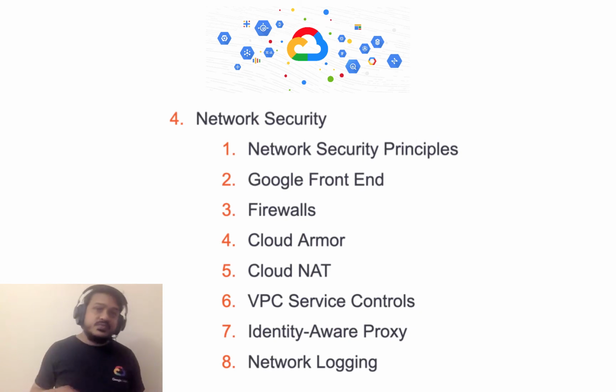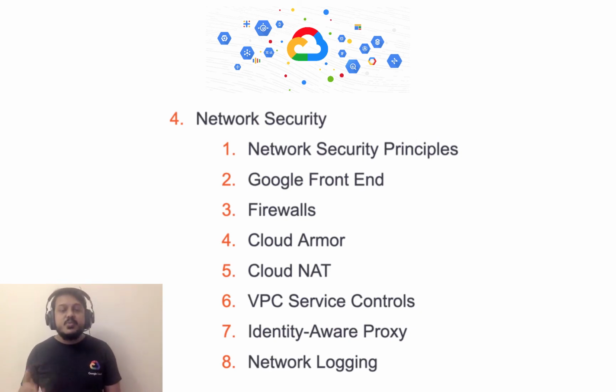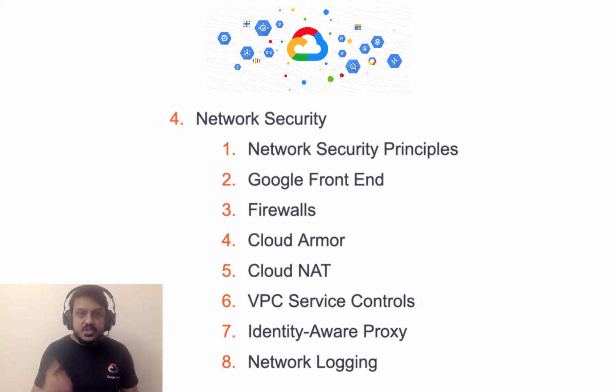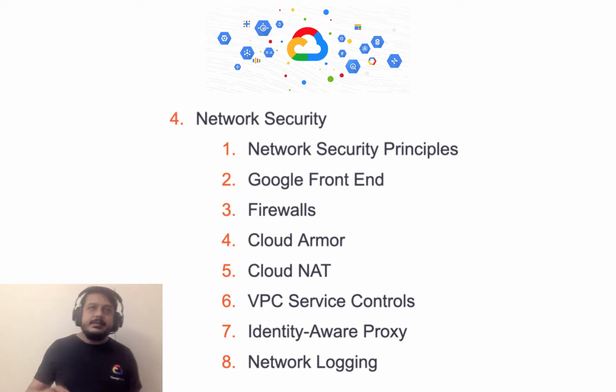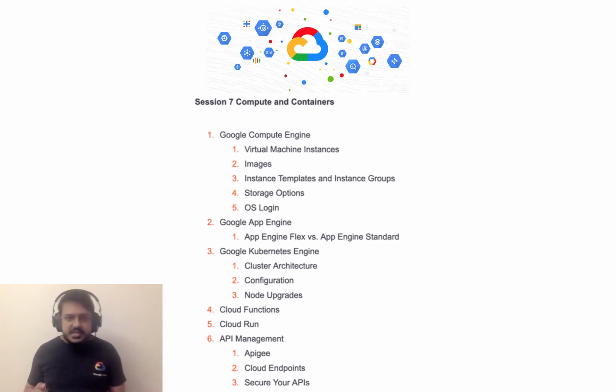And then once we are done with the networking part, we'll move on to network security part, where we'll understand how to secure the servers, about firewalls, about cloud armor, NAT, VPC service controls, identity-aware proxies, then about logging and tracking. Then session 7 would be about compute and containers.